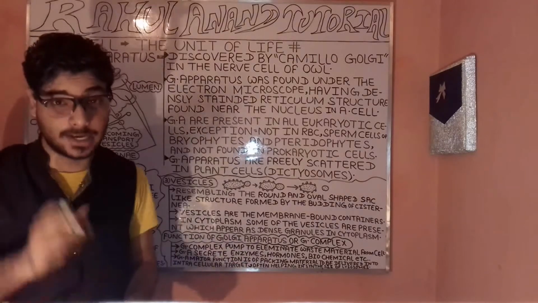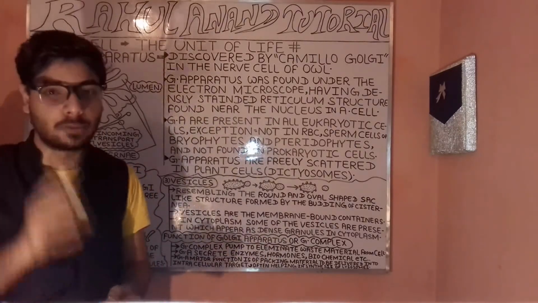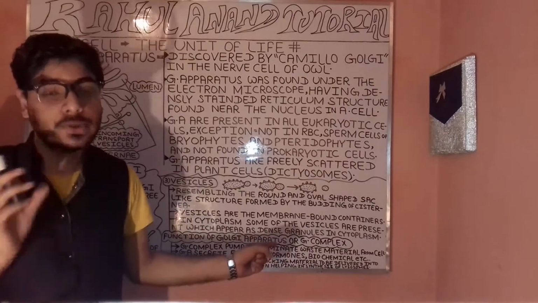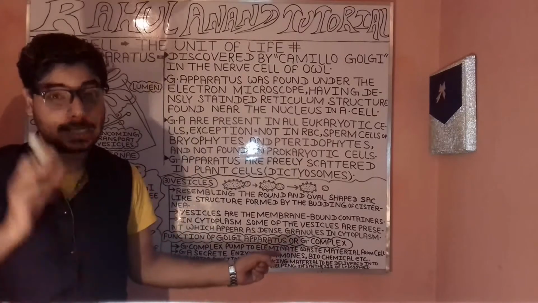What actually are the cisternae? This will particularly resemble the shape of what? In terms of the round as well as the oval shape, which are being formed with reference to what? So these are being formed with reference to the budding.